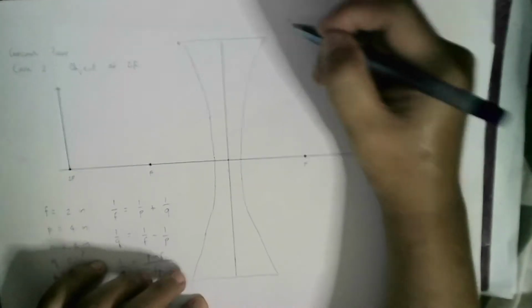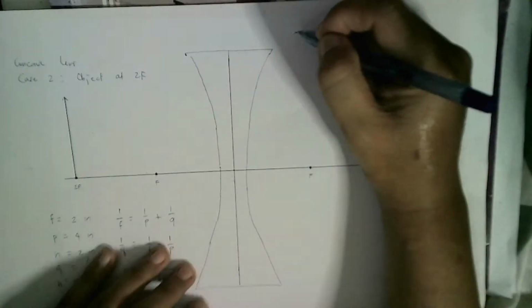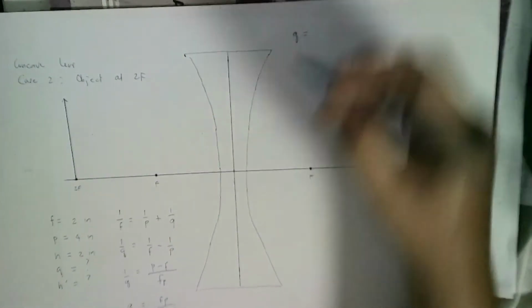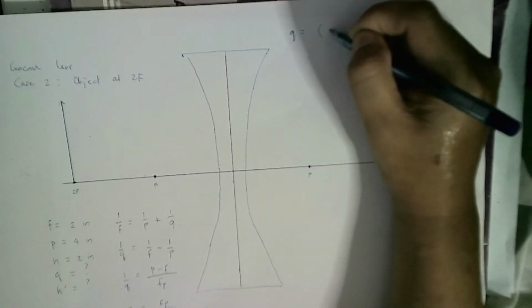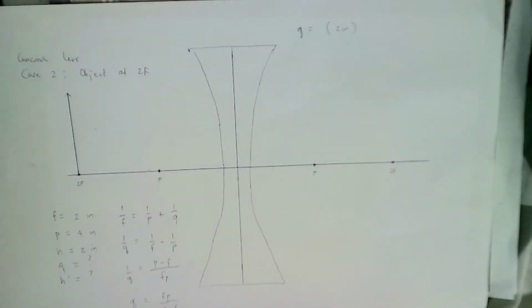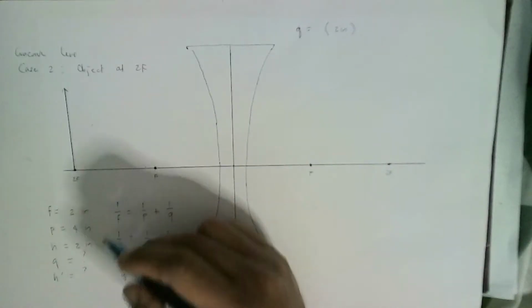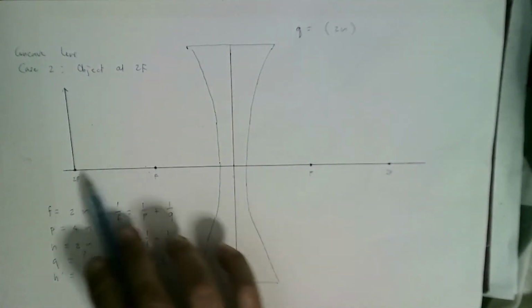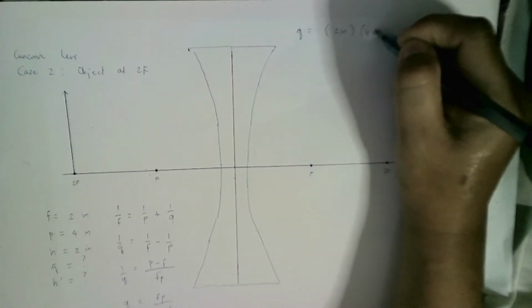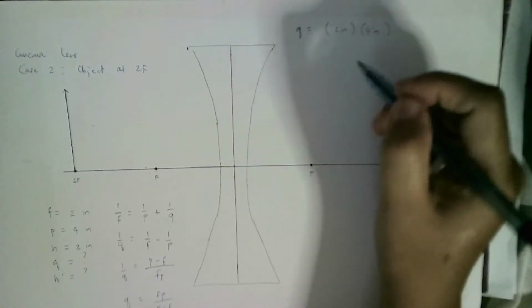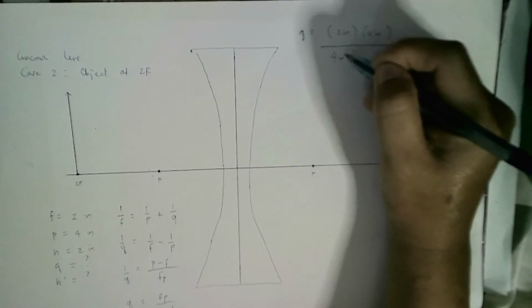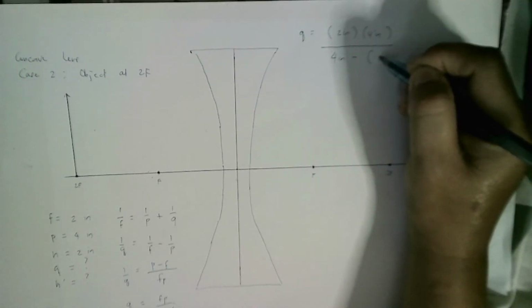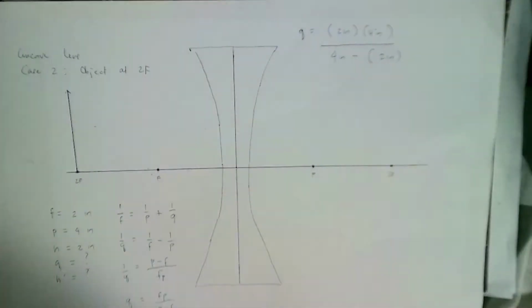So this one, that's what I will continue to solve, and I will write it here. So q is therefore fp over p minus f. What's f? F is 2 inches. And then p is 4 inches, because that's 2, that's 4. So 4 inches over p is again 4 inches minus f is again 2 inches. Okay?